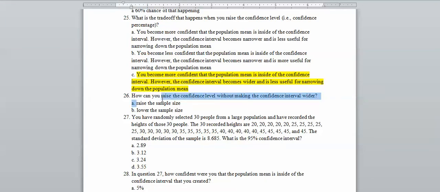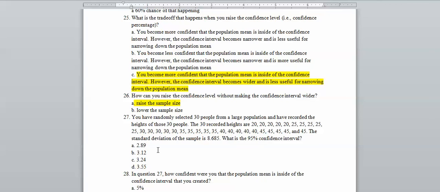By raising the sample size, you can increase your confidence and use the bigger z-score without having to make the interval wider, because the bigger sample size will shrink the margin of error.